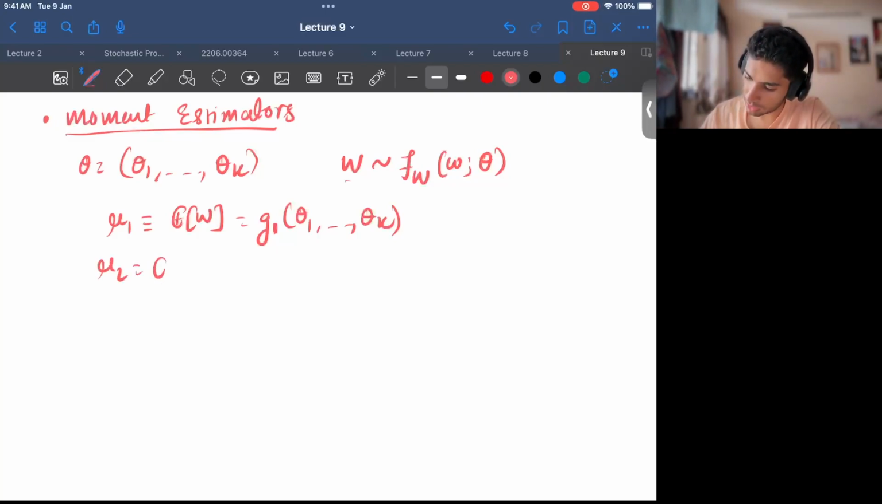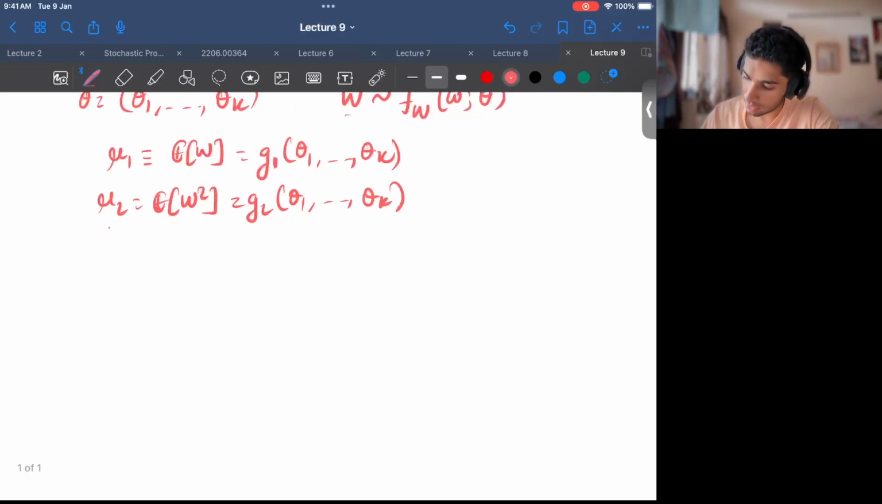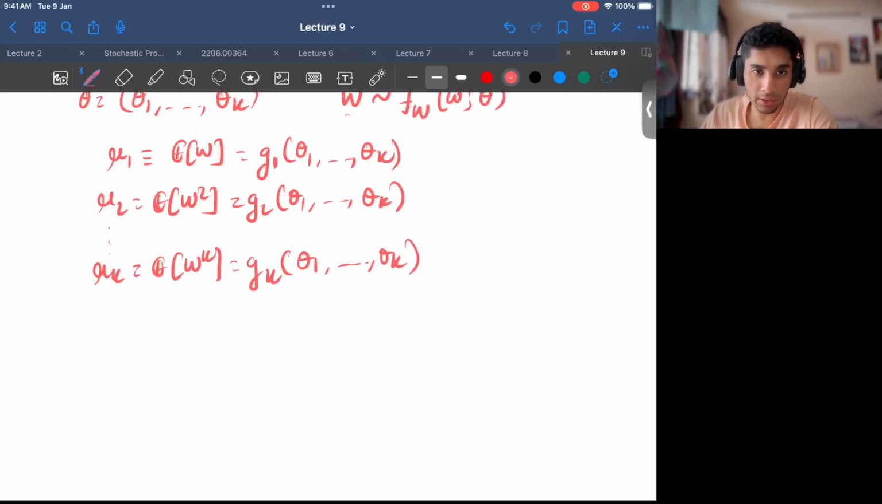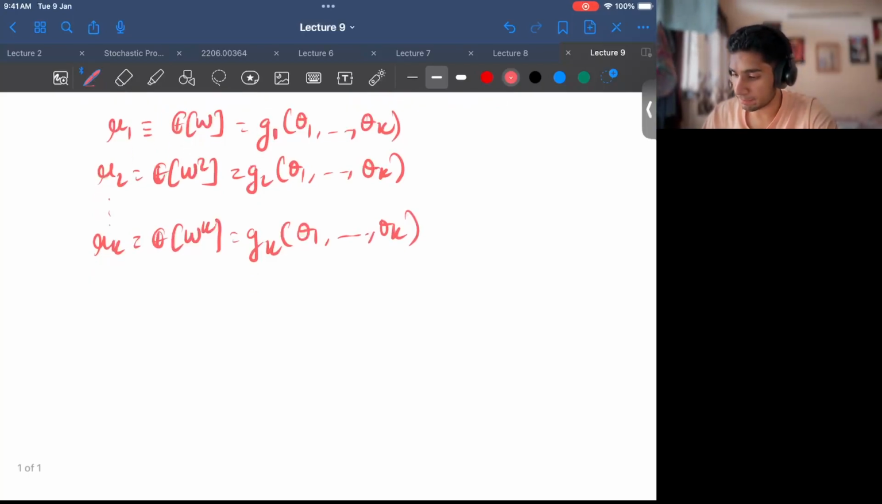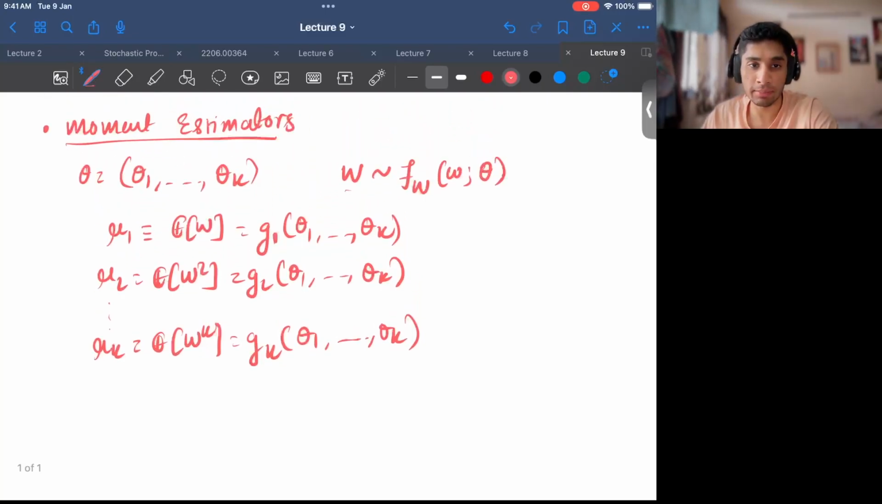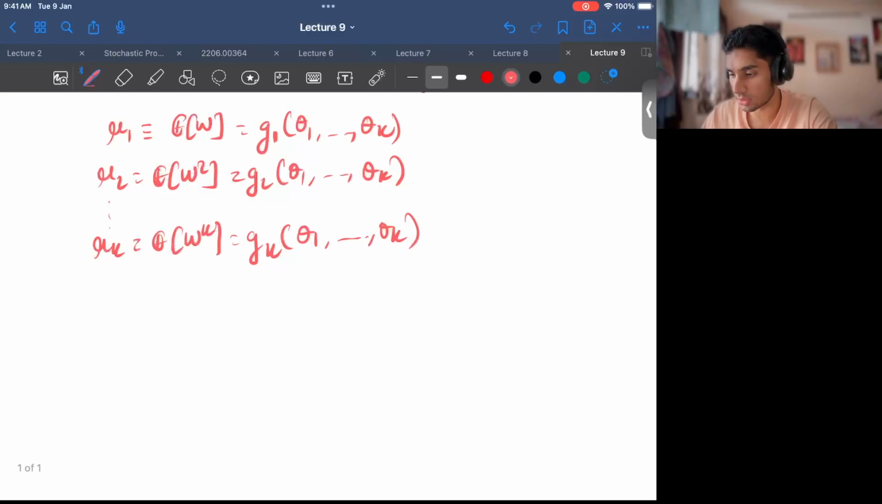Similarly, you find mu2, which is the expected value of W squared, equal to g2 of theta 1 to theta k, and so on until mu k, the expected value of W^k, equal to gk of theta 1 to theta k. You first find these things through analytical techniques. Just solve for these expectations, these moments, and you will find what g1, g2, gk are.